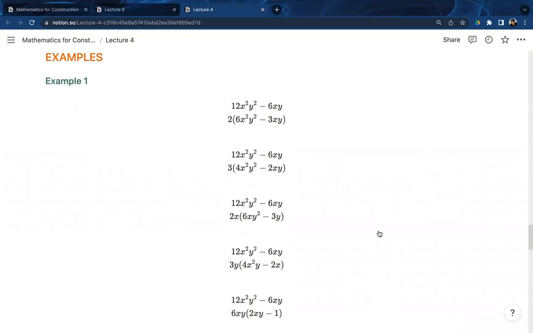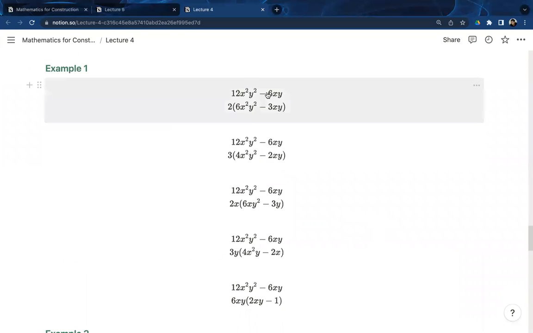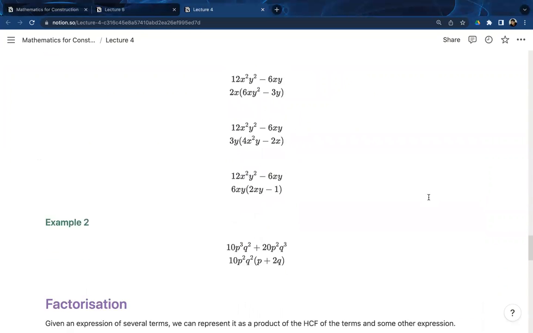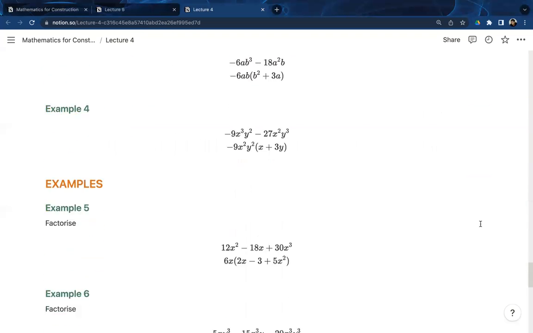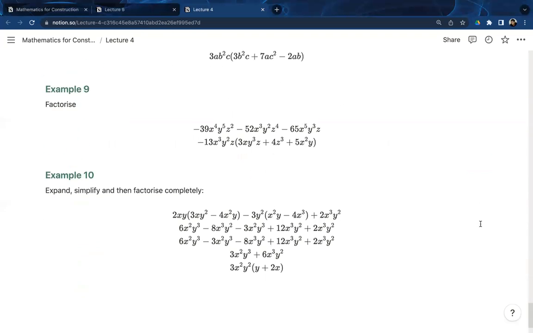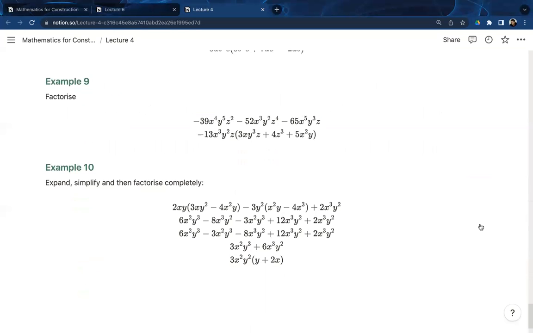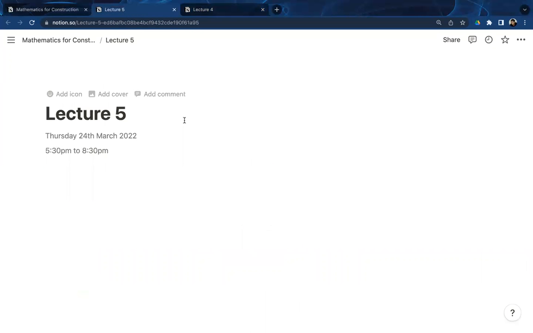There are many ways to factor a question. We did this, there are many ways where you could factor this question here, but the most efficient way is to put the HCF on the outside. You would know it's the HCF because there are no common factors inside the curve bracket. We did lots of examples of factorization, and our aim is to continue with this today for lecture 5, okay?